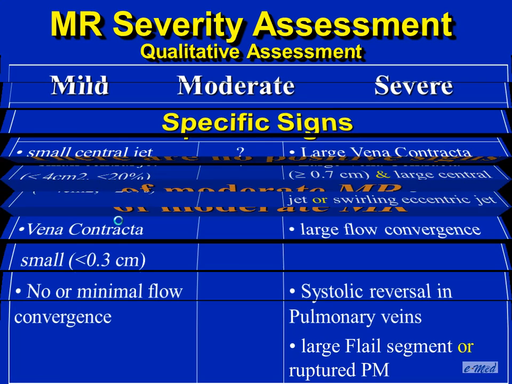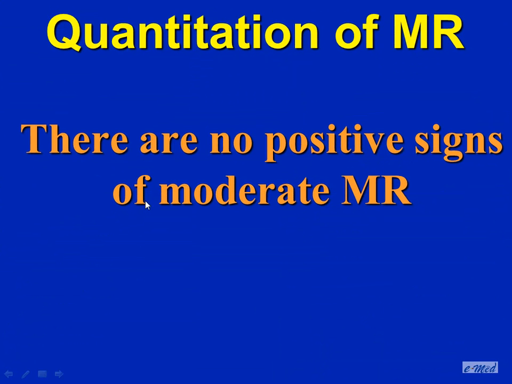If there is more, it gets a little bit more difficult, and in particular, there are no positive signs of moderate MR. So we can say, I recognize visually that it is moderate. We say moderate, and in the guidelines, if it's not severe and it's not mild, then it has to be moderate. Not very good. Not very good.